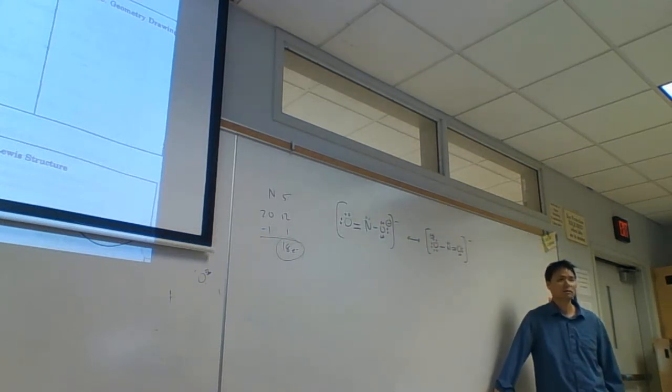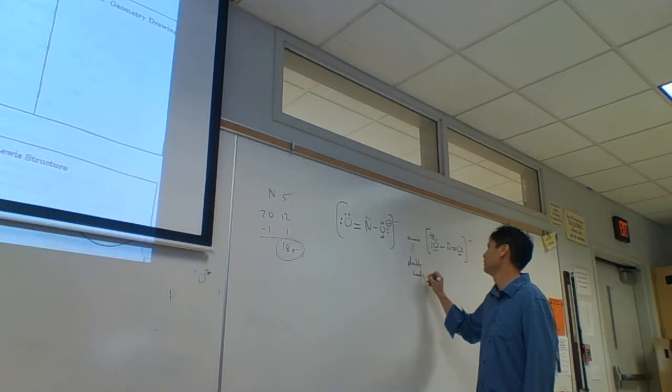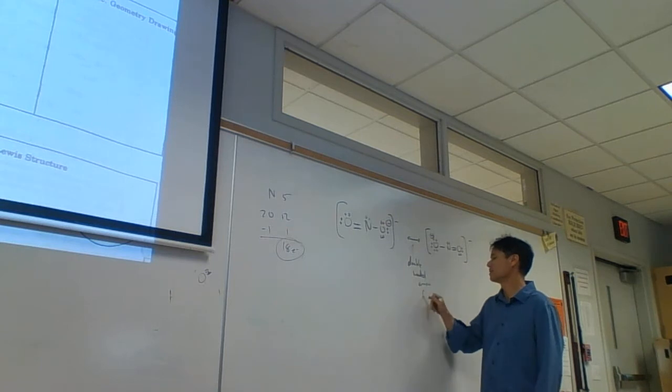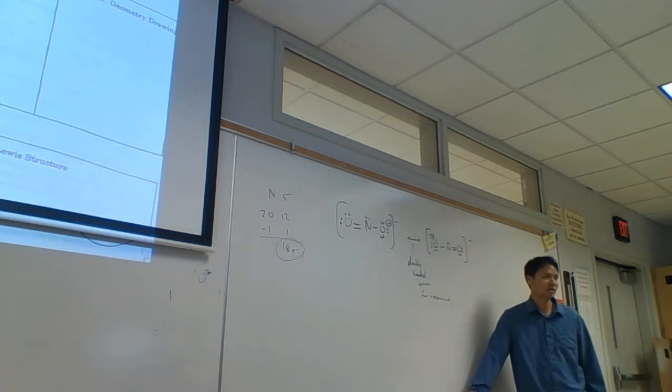These are called resonance forms. We use a double-headed arrow. Double-headed arrow indicates resonance forms, for resonance. I'm not going to bother with the hybrid. Remember, the hybrid's the average. We're just going to draw the resonance forms. When we do shapes, molecular geometry, we just pick one resonance form and analyze that.